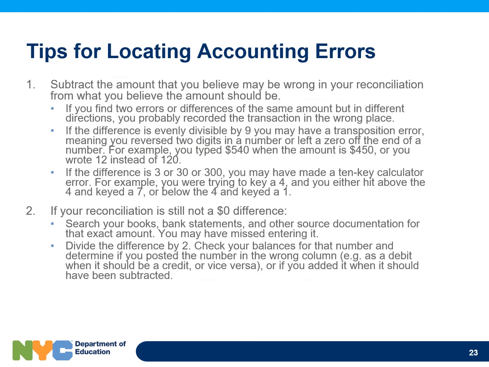Tips for locating accounting errors. 1. Subtract the amount that you believe may be wrong in your reconciliation from what you believe the amount should be. If you find 2 errors or differences of the same amount, but in different directions, you probably recorded the transaction in the wrong place. If the difference is evenly divisible by 9, you may have a transposition error, meaning you reversed 2 digits in a number or left a 0 off the end of a number. For example, you typed $540 when the amount is $450, or you wrote 12 instead of 120.